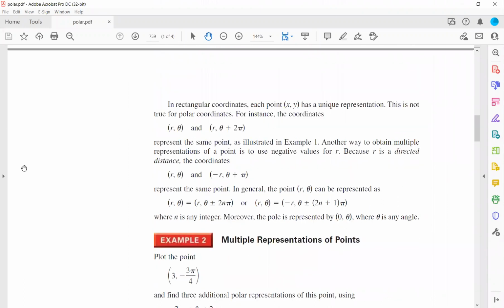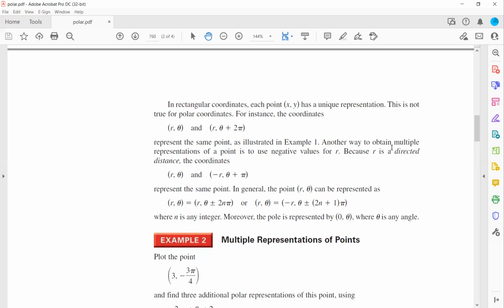So, in the rectangular coordinate system, we had X and Y, a unique representation for each point. Of course, if you have 1 and 2, it's different from 2 and 1, and so on. But in the polar coordinate system, it's not the same. It's not going to have a unique representation. So what is the relation? R and theta, and R and theta plus 2 pi, represent the same point.